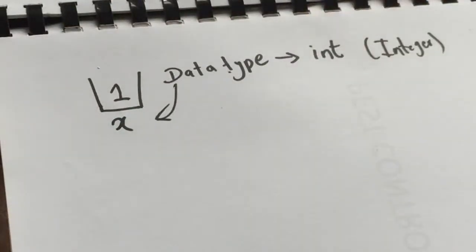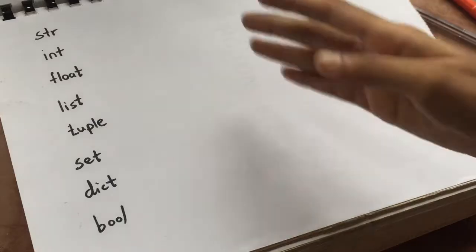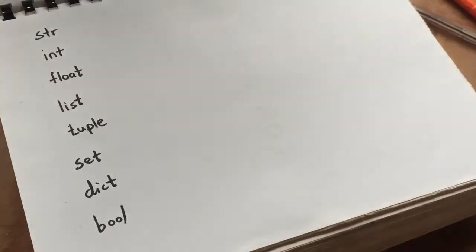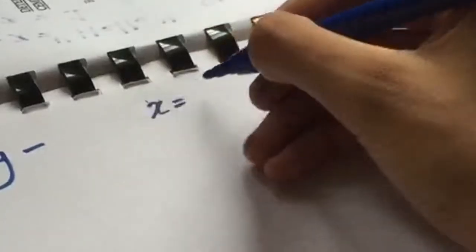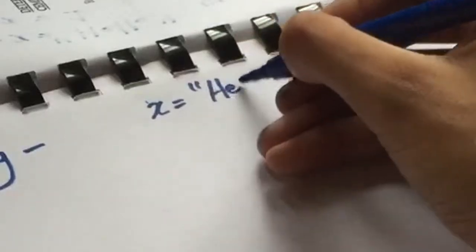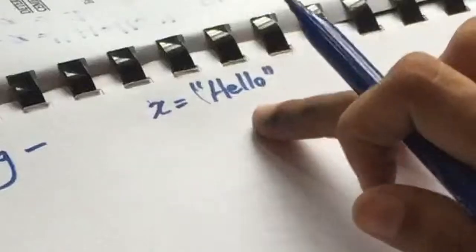There are lots of data types you need to know. These are the basic data types in Python. There are more data types, but I'm only going to explain the basics. First one is str. Str means string. When you want to declare a word or a phrase, you can use this data type. It is simple. Assign a word hello into x. So this hello is a string.